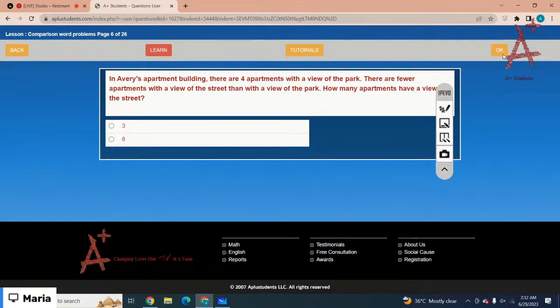4 apartments with a view of the park, and the apartments with a view of the street are less than the apartments with a view of the park. Got it? So you have to select the number that is less than 4. So which is the correct option? 3 is the correct option.